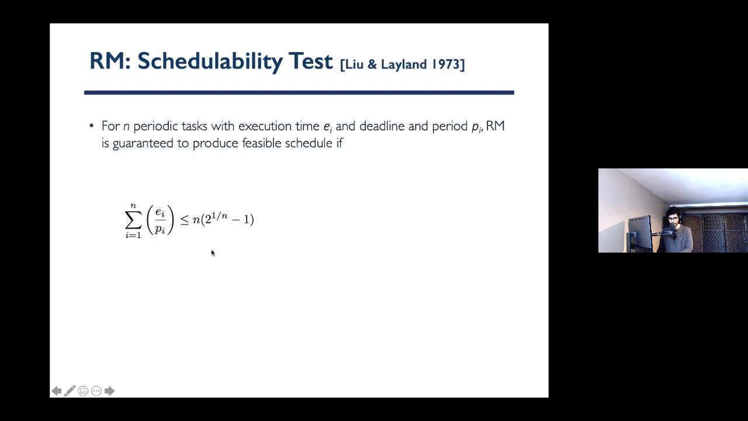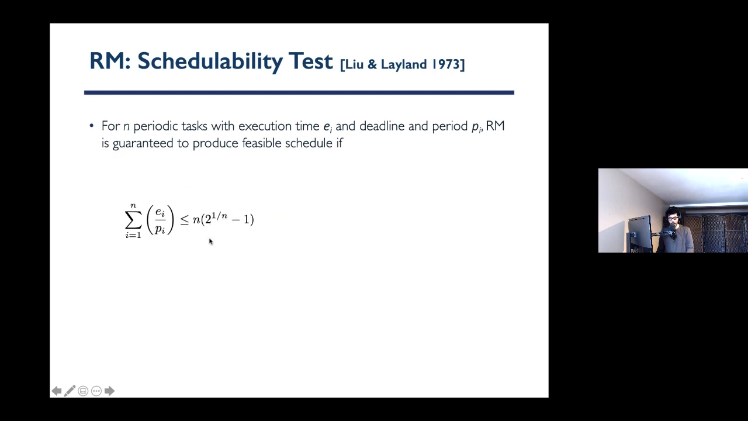Now, a lot of people worked on this problem. Under what circumstances does rate monotonic produce a feasible schedule? And what they came up with, and this is a theorem, is that for any n periodic tasks, you name it, so you come up with n periodic tasks, with known worst case execution time and known periods, so Ei and Pi for each one of them, then rate monotonic is guaranteed to produce a feasible schedule if this holds.